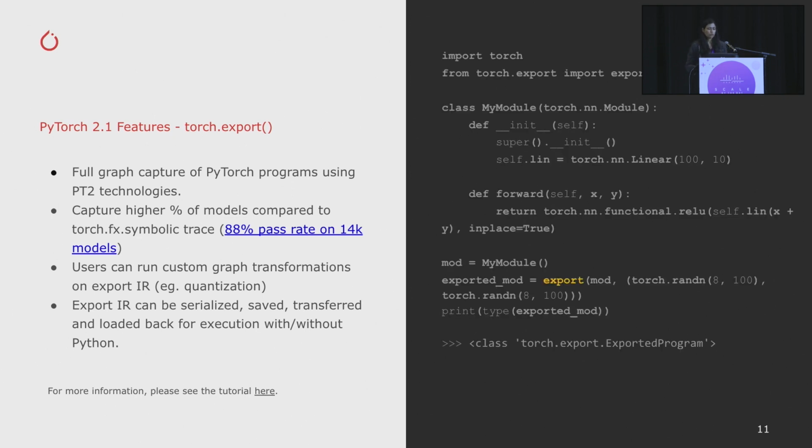So here's a small code snippet walking through how you can use the export API. In this example, I have a simple model, in this case, it's just a small module. You instantiate the module, and you call export on the module with sample inputs. This generates the exported program, and if you print the type, you can verify that it's of type exported program, and you can further perform other optimizations or graph transformation on this exported program.